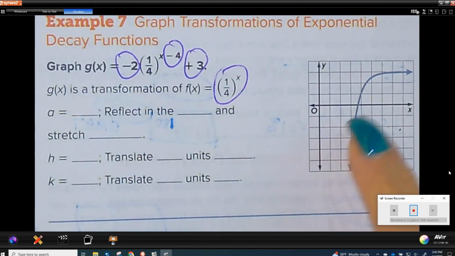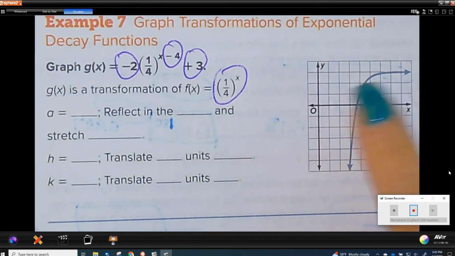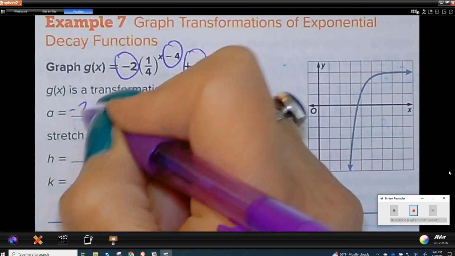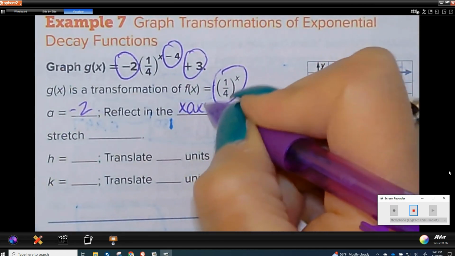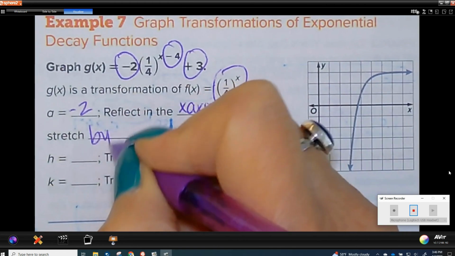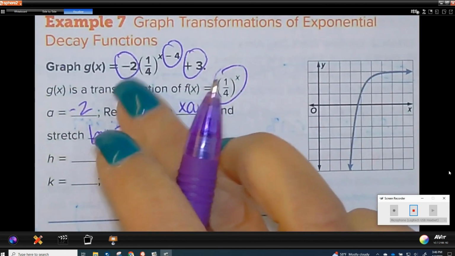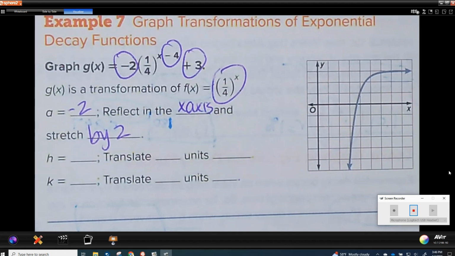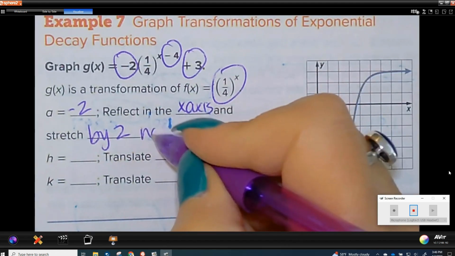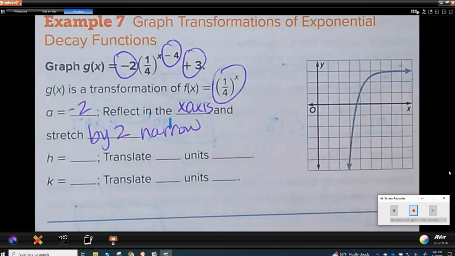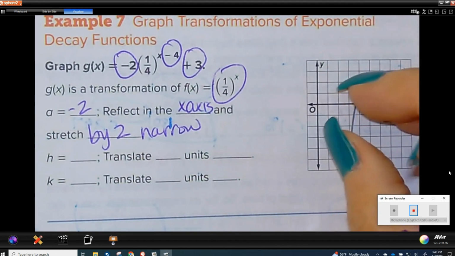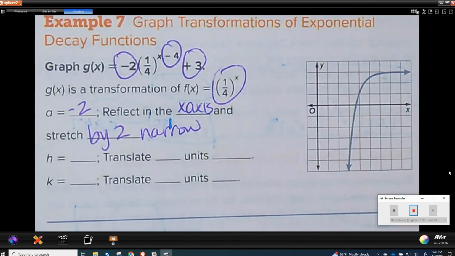Well, you can see from the graph, usually exponentials up here, this is reflected. So -2 reflects on the x-axis. And 2, it's stretched by 2. What does that mean? It's vertical. So if I stretch my height twice as tall without gaining weight, I'm going to get narrow. And if we were to graph, well, it's reflected. It's hard to tell. But if we were to graph this one's going to be pulled in a little closer than the parent.